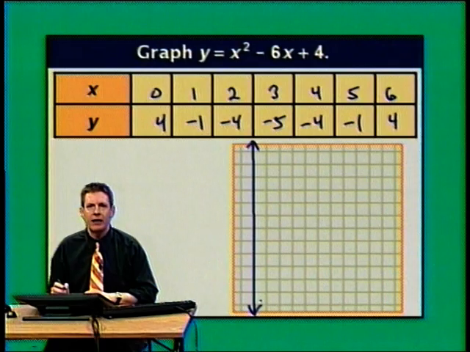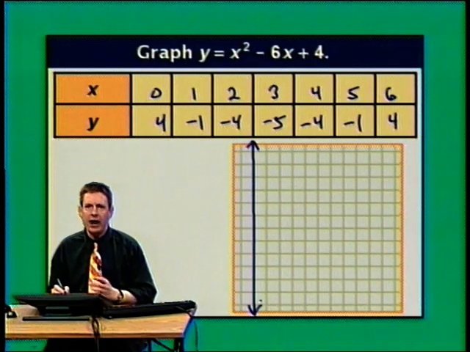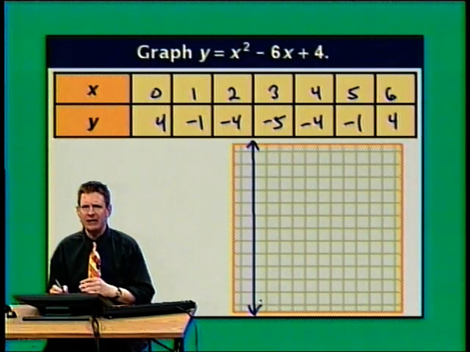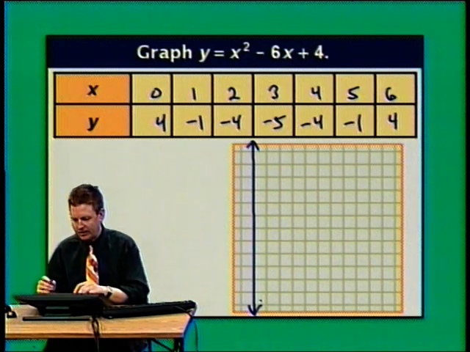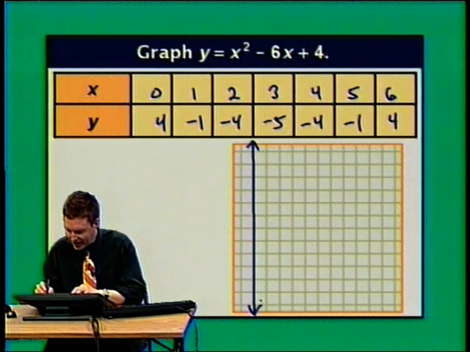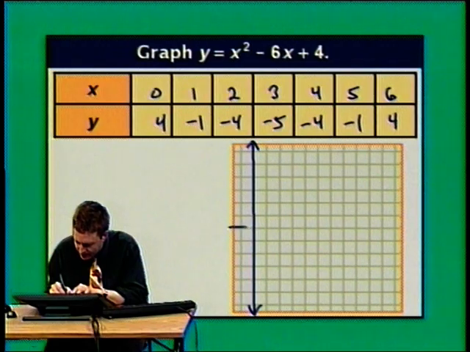On the other hand, I have a y-coordinate of 4 and a y-coordinate of -5. That's pretty equidistant from the x-axis. So I'm going to go ahead and draw my x-axis sort of in the middle of my grid.